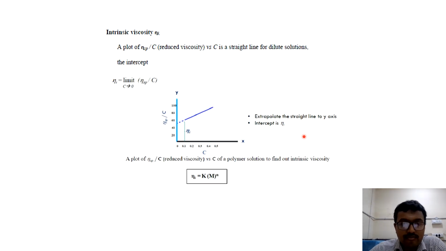So this is the graph we'll get after this experiment. Okay, so we have to extend this line to the y-axis. The point where it intersects is the intrinsic viscosity value. Now we have to put this value in the equation. K and a values are already given. We can get the viscosity value. So this is our method.